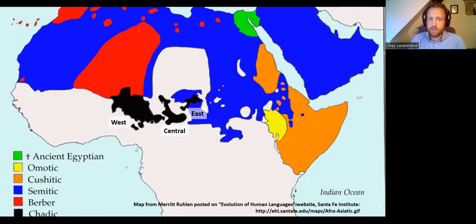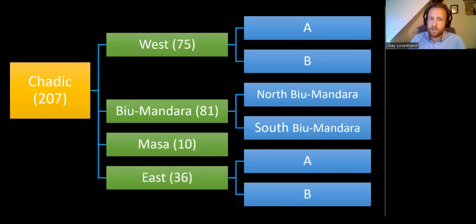The Chadic languages are a family within the Afroasiatic languages, which you see here in black on this map. There are three major subfamilies, the West Chadic, Mandara, and East, and a small group of 10 languages called the Massa languages, which are also sometimes considered a separate subfamily. And these make up the 207 Chadic languages.